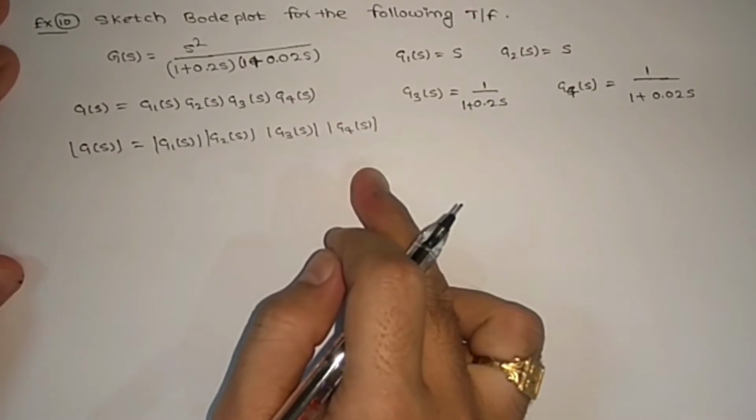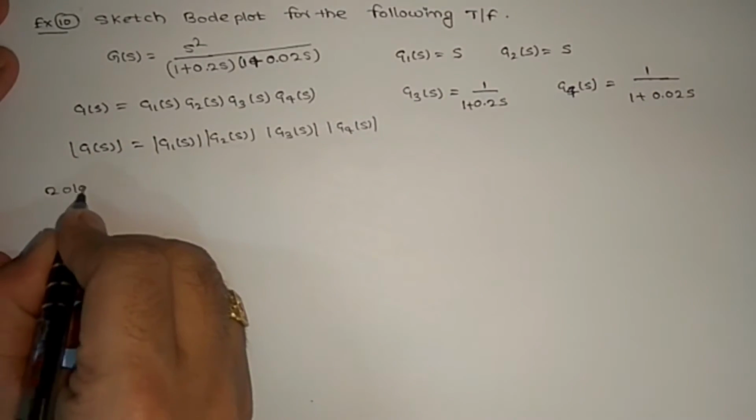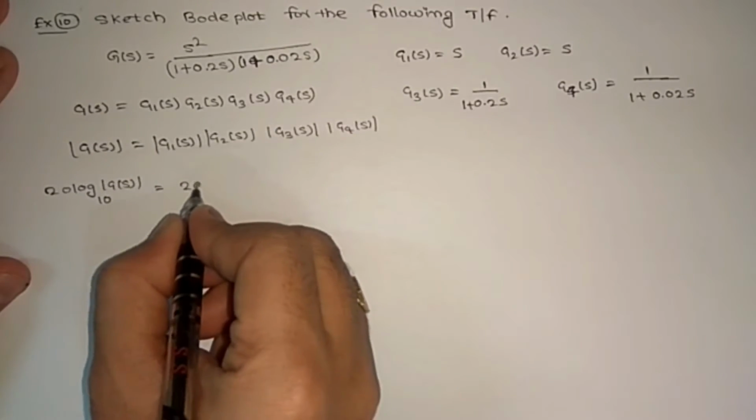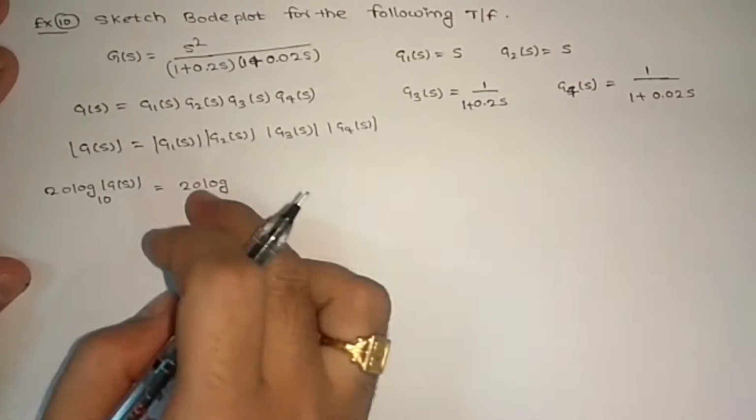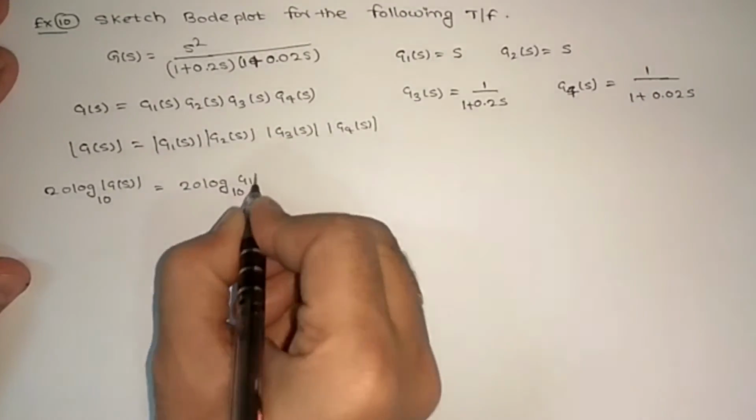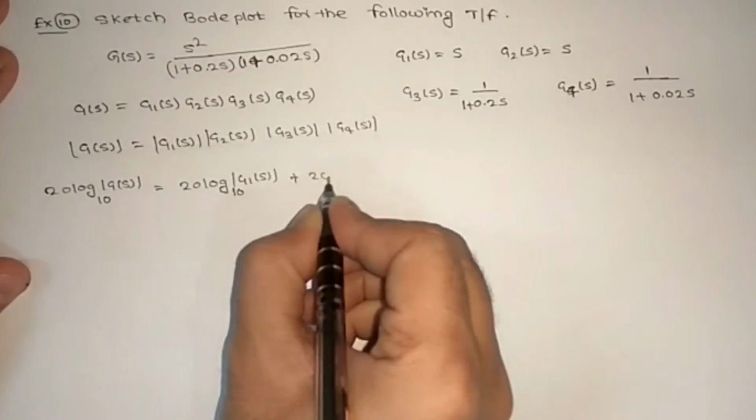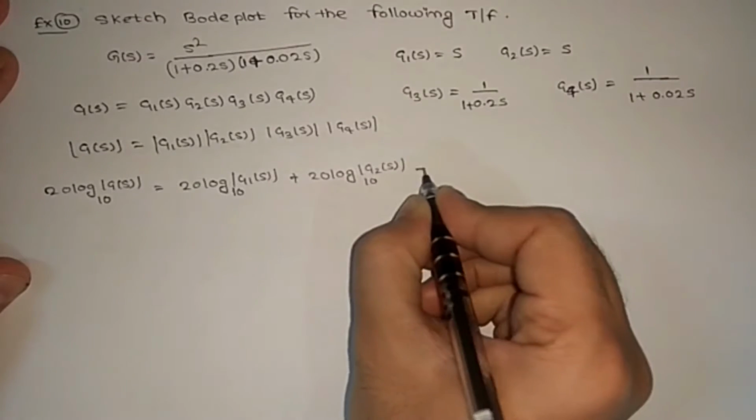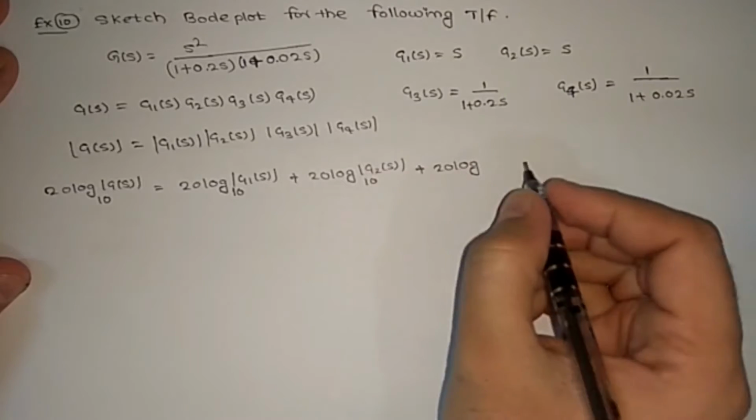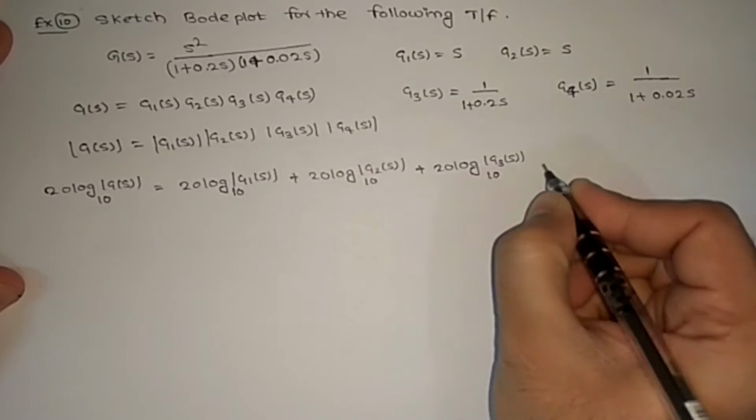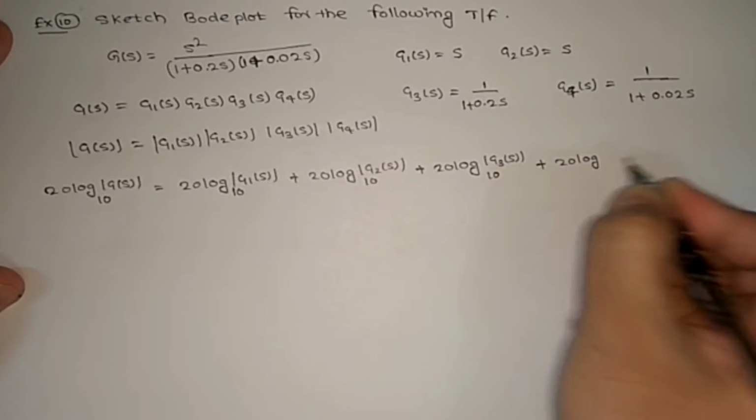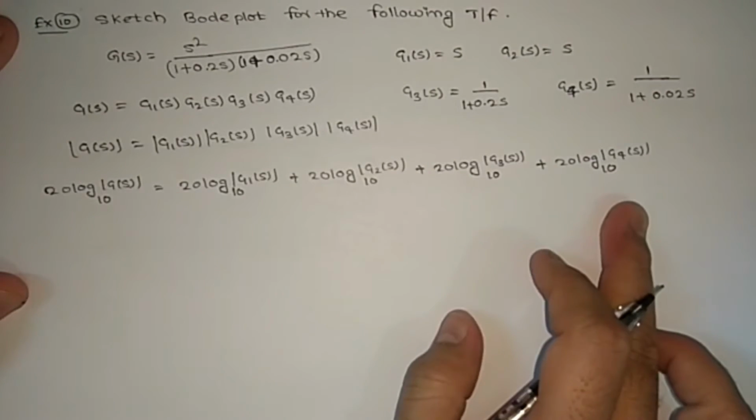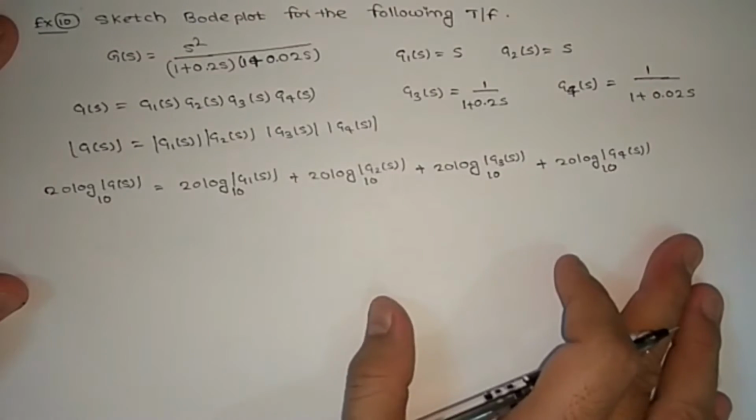If you apply 20 log base 10 to both sides, 20 log |G(s)| base 10 equals 20 log of a multiplication, right? Can I write it in addition mode? 20 log |G1(s)| plus 20 log |G2(s)| base 10 plus 20 log |G3(s)| base 10 plus 20 log |G4(s)| base 10. So if you find the individual graphs, then you can add all the terms, right?